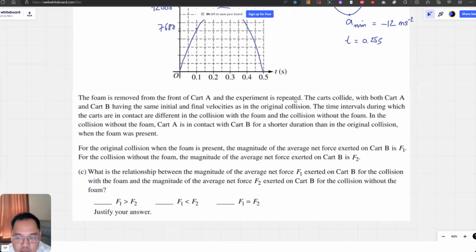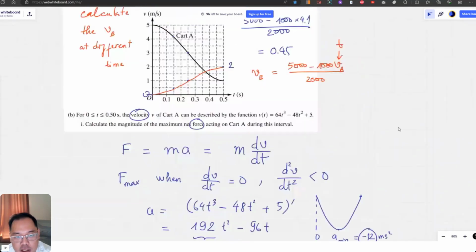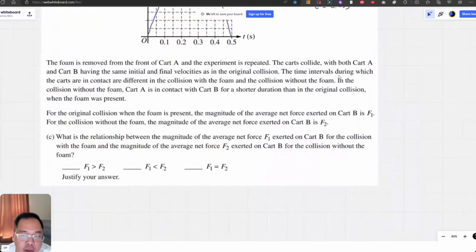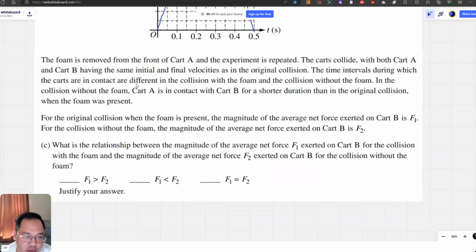The cars collide, with both car A and car B having the same mass, and we find the velocities as in the original collision. Remove the foam. Same initial velocity, meaning 5 meters per second for the velocity of A here. So without the foam, the graph can be different from this curve. It can be a steeper curve, like this one, happening in an even shorter time compared to when we use the foam. The time interval during which the cars are in contact is different. It's supposed to be shorter than 0.5 seconds, because the foam will increase the time.